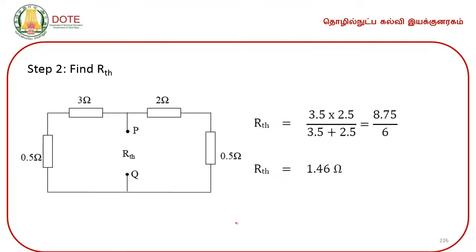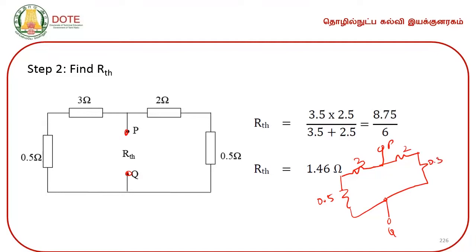Then the next one is we need to find out the Thevenin's equivalent resistance. So, without disturbing these two terminals, we need to find out the equivalent resistance. How can we do that? So, we can have P and Q terminals like this. So, without altering this, you have 3 ohms, here you have 0.5 ohms connected here. Similarly, you have 2 ohms here and 0.5 here.